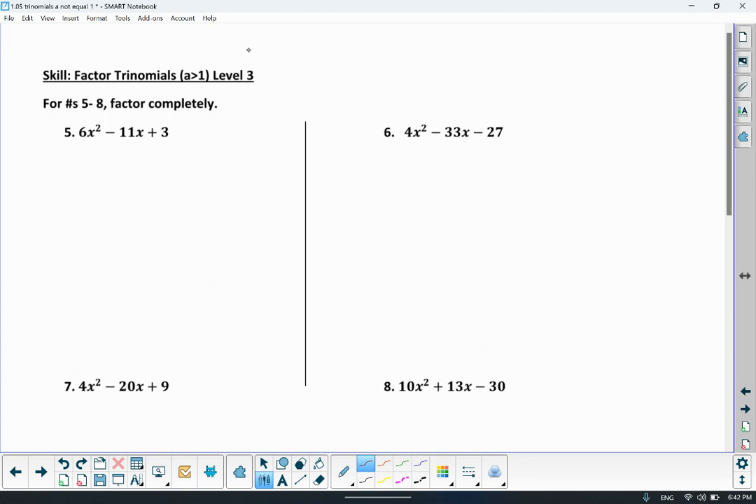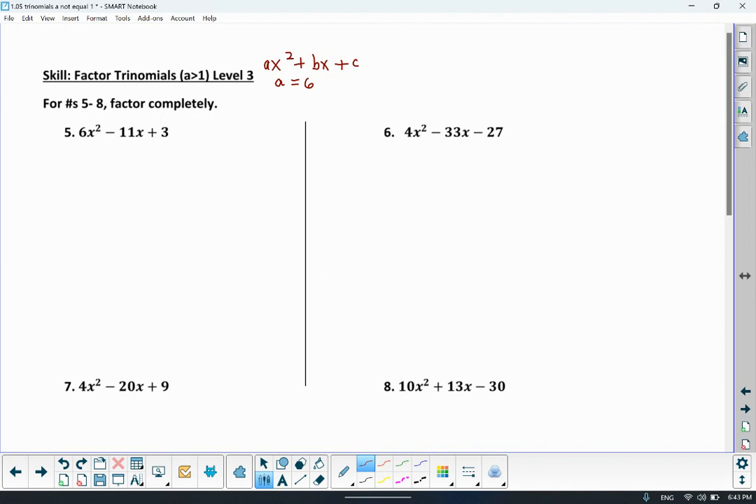Notice that the expression 6x squared minus 11x plus 3 is in standard form. That means that the exponents are decreasing in value from 2, 1, and 0. The leading coefficient is the coefficient attached to the x squared term, which in this case is 6, which does not equal 1. So there are a couple of ways that you can factor this.